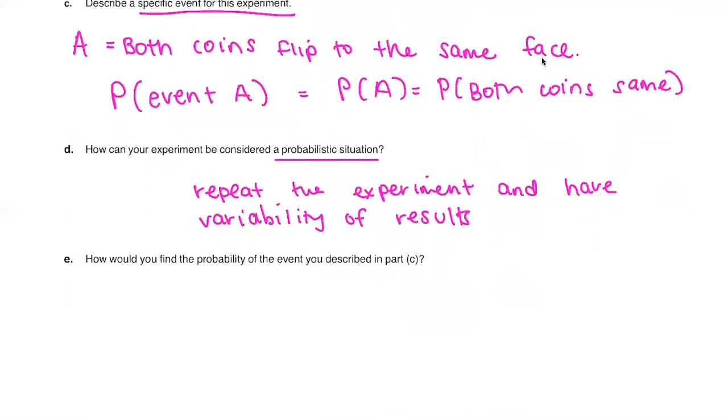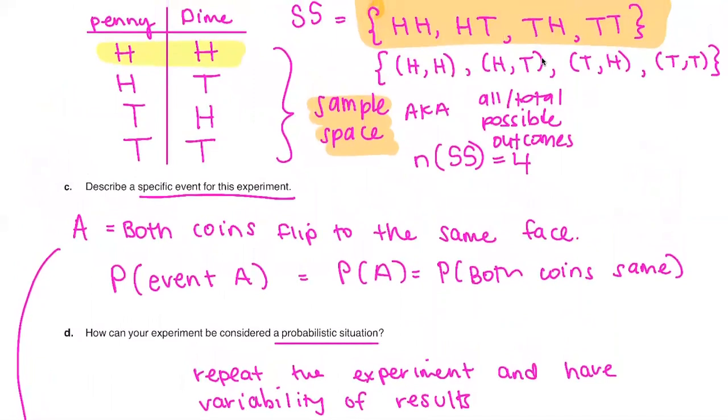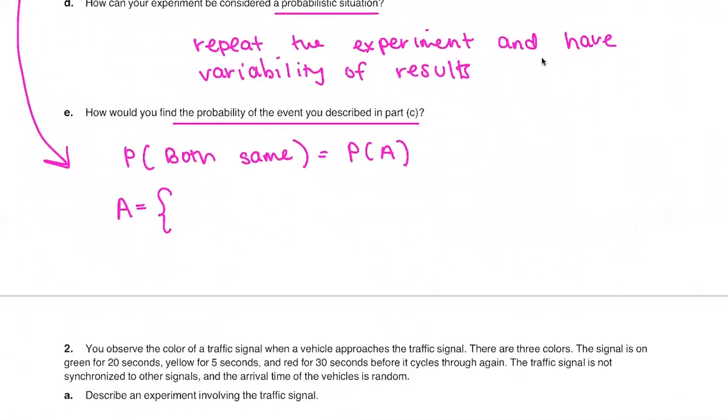Now, we found the notation in C up here to find the probability of the event you described in part C. So we want to find the probability that both sides, or both of the same coin face. We had this be our probability event A. Something that's really helpful is to write out the sample space for A. And the only way that happens, well, let's take a look at our sample space earlier. We had head, head, head, tail, tail, head, and tail, tail. The only two that match are HH and TT. That's why it's really helpful to write out the sample space.